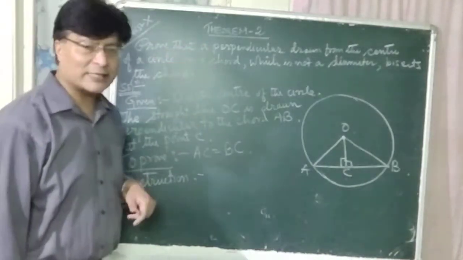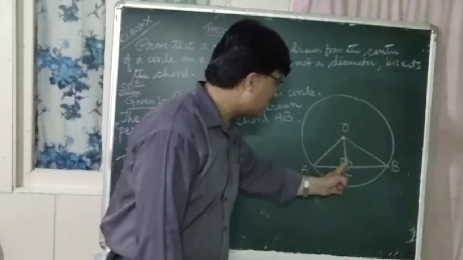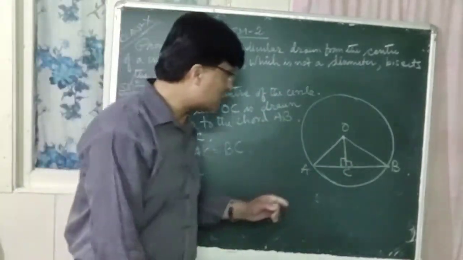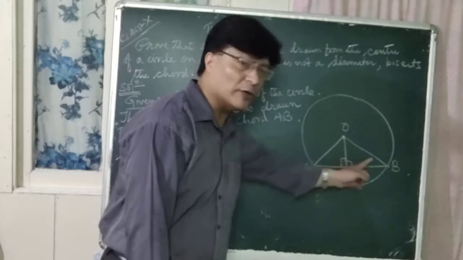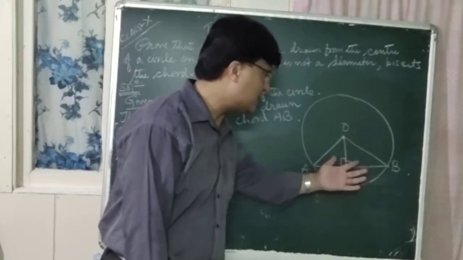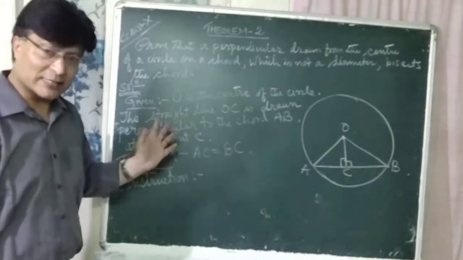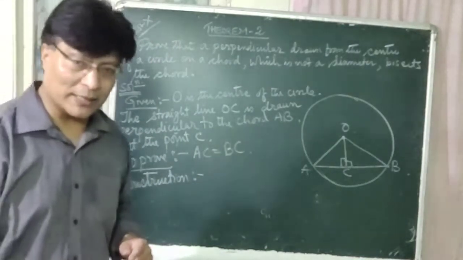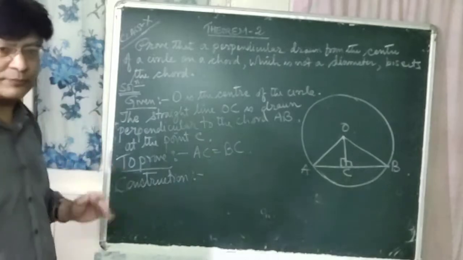But in theorem 2, what is given here? OC is perpendicular to AB. Okay? Now in this case you have to prove that C is the midpoint of AB, or AC is equal to BC. Is that clear? So theorem 2 is the converse part of theorem 1. I think it's clear now.